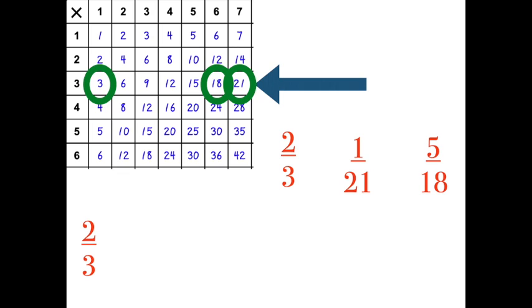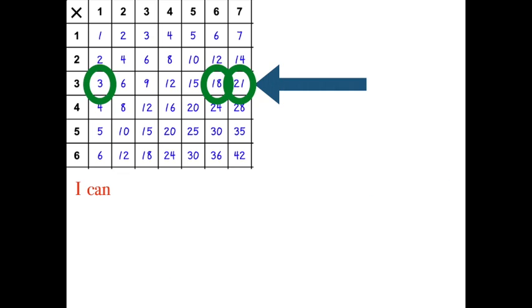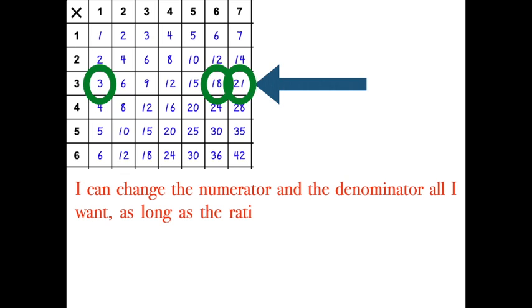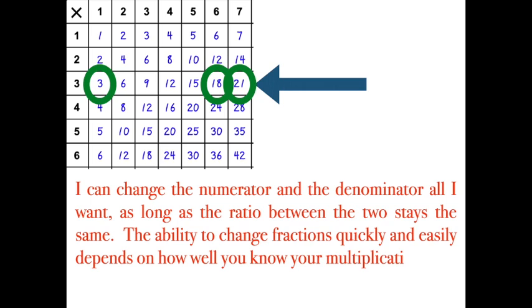Because then I can say 2/3 is the same as 4/6, which is the same as 6/9, which is the same as 8/12. You see how I can go on forever with this? So I could change 2/3 into anything that makes my life easier. I can change the numerator and the denominator all I want, as long as the ratio between the two stays exactly the same. The ability to change fractions quickly and easily depends on how well you know your multiplication facts and how well you can see the pattern.